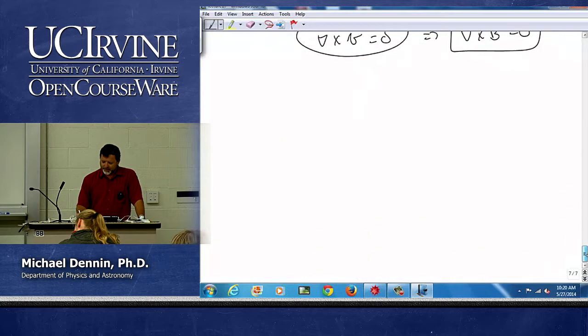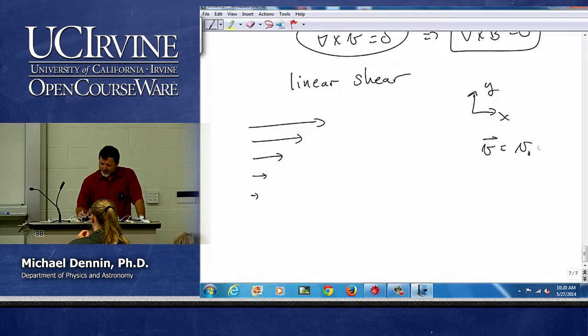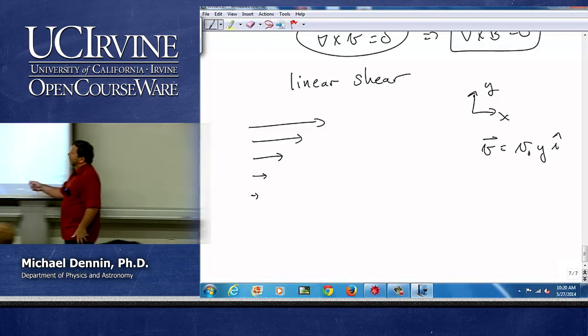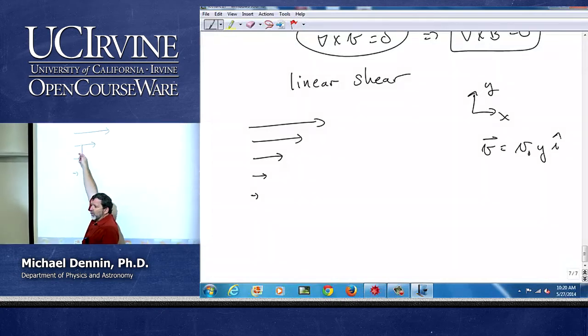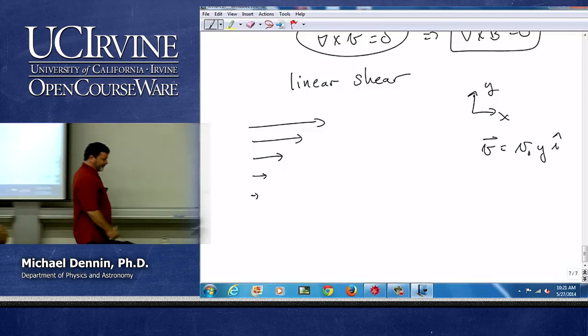Now, let me ask you this. So imagine you have what's often called linear shear. So this is a flow that looks like that, where now the velocity is given by some constant times y, but in the i-hat direction. Right? So it's getting linearly bigger as I go up in y, but it's flowing in the x direction. Does this vector field have a non-zero curl?